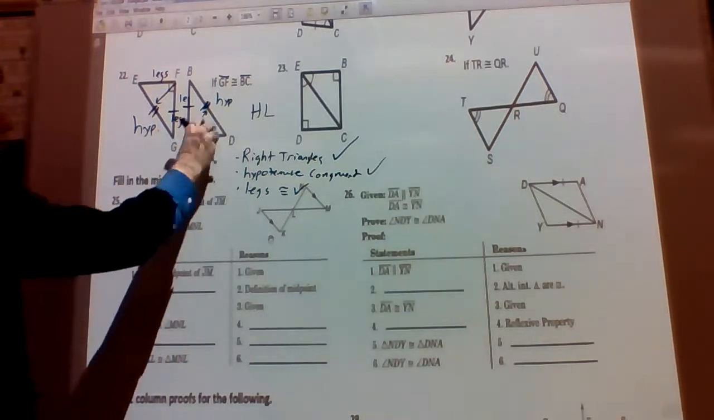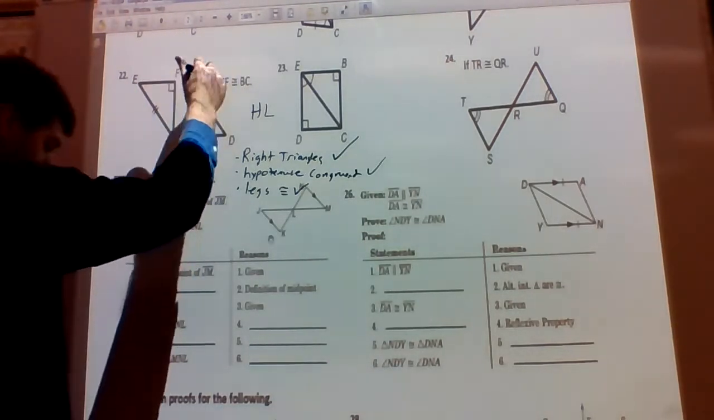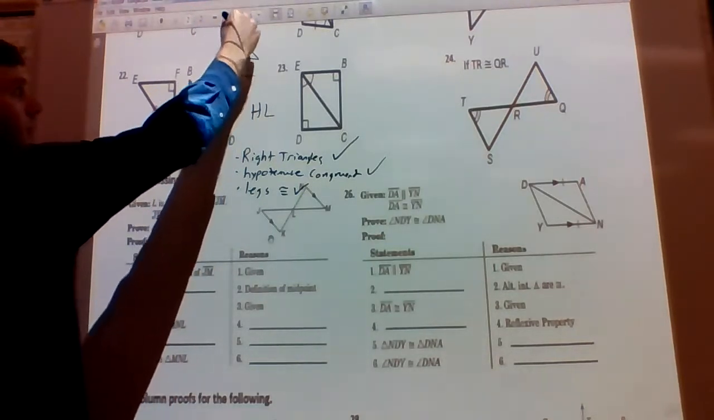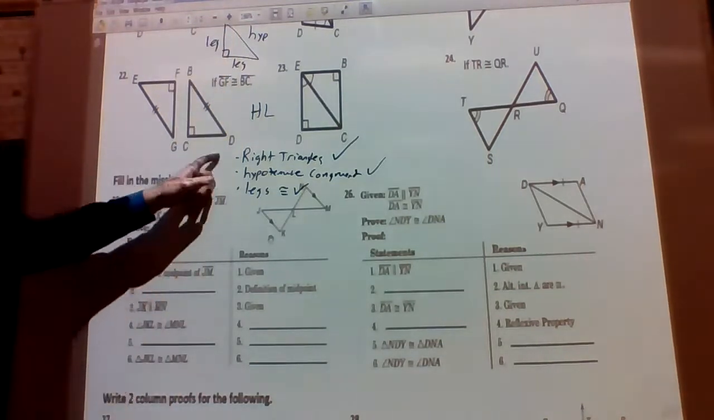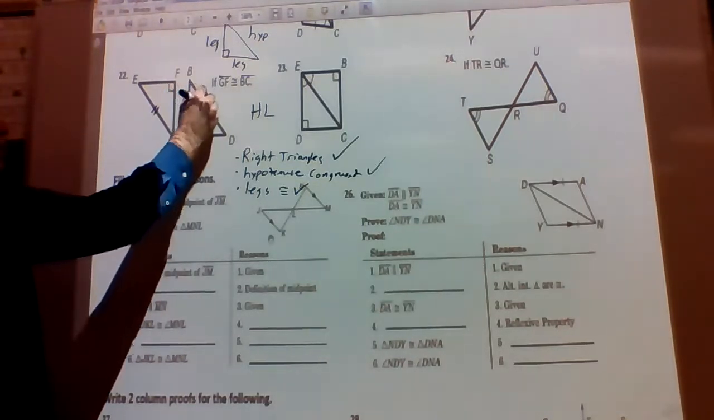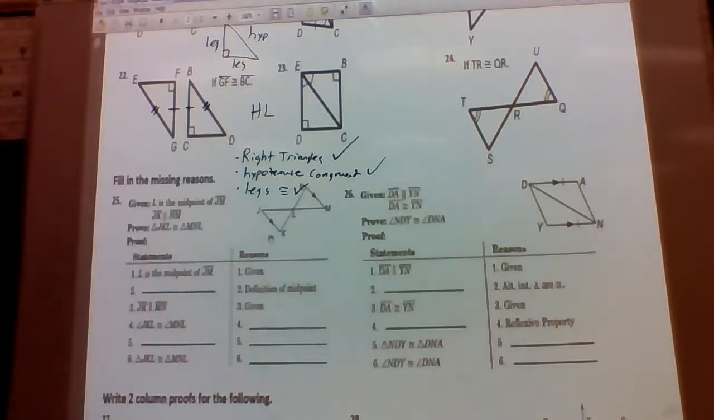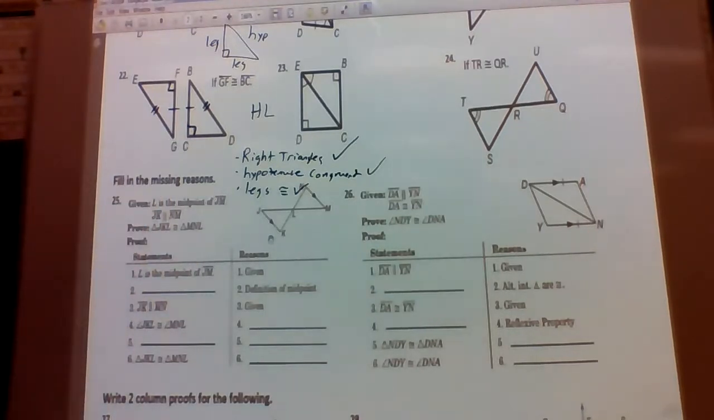So let me erase, redo. These should stay the same. But again, a right triangle, hypotenuse, leg, leg. So we need right triangles, we need hypotenuses to be congruent, and we need a pair of legs to be congruent. So here's our hypotenuses, they're congruent. Here's our legs, they're congruent, GF and BC. And we have right angles, so therefore we have right triangles. So by HL, the hypotenuse leg theorem, these 2 triangles are congruent.